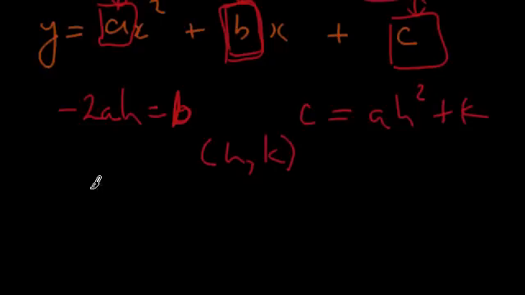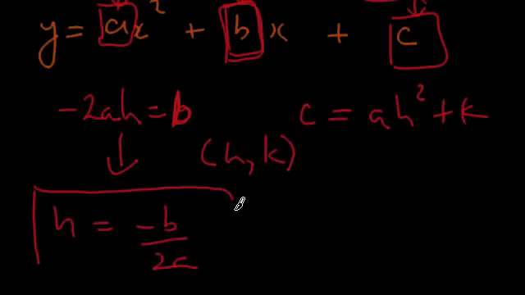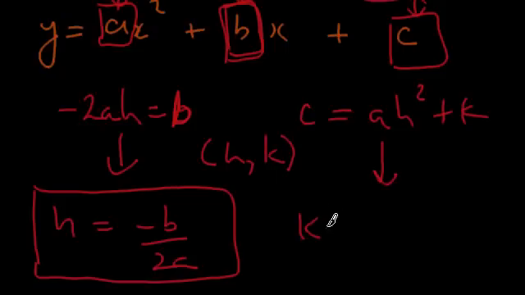So let's go ahead and solve for h from this equation here. h is just going to be negative b over 2a. So that's our first formula for finding the x coordinate of our vertex. And in this particular case here, we want to solve for k. And so let's isolate k. k is going to be c minus a h squared.